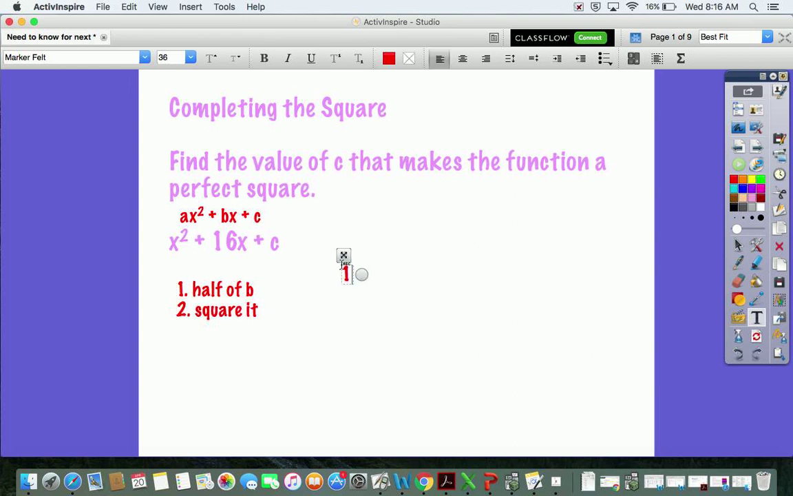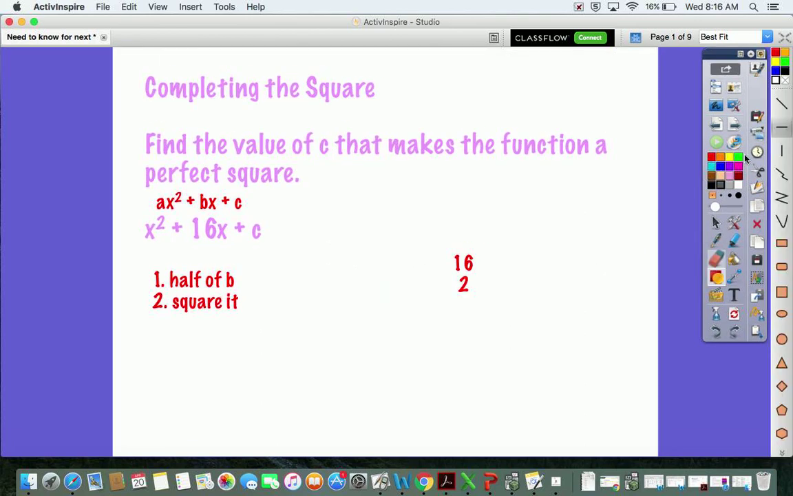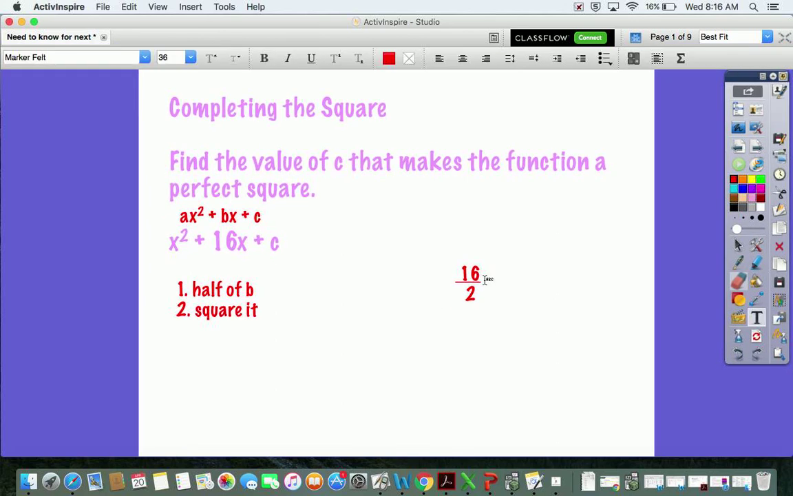So in this case b is 16, so you take half of that, and then once you take half you get 8, and then you square it. So when you square 8, you get 64. And so c is going to be 64. That's going to make it a perfect square.